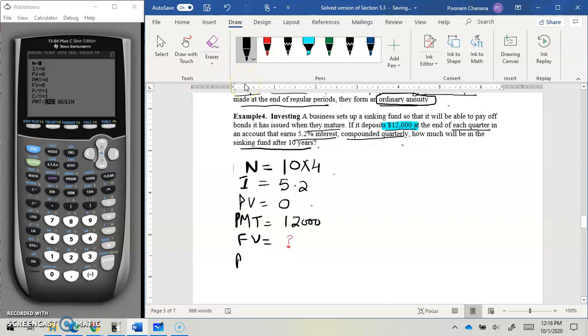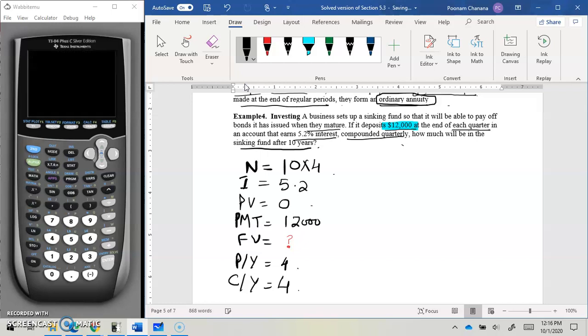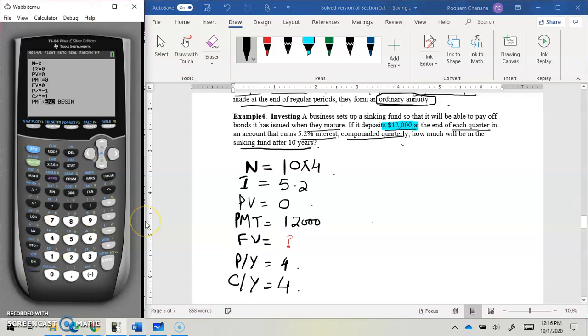Then we have payments per year. How many payments are we making? Quarterly payments, meaning payments per year is 4. And remember this for all your curriculum, payments per year and compounding per year are always the same number in an ordinary annuity. So, don't make a mistake. We enter all this in the calculator and then go back to future value, which is to be found. Press alpha and press enter, and you will get your answer.